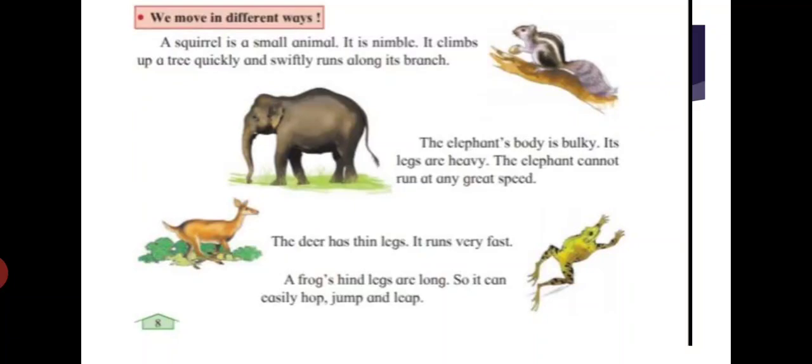So, a squirrel is a small animal. It is nimble. It climbs up a tree quickly and swiftly runs along its branch. The elephant's body is bulky. Its legs are heavy. The elephant cannot run at any great speed. The deer has thin legs. It runs very fast. A frog's hind legs are long, so it can easily hop, jump, and leap.